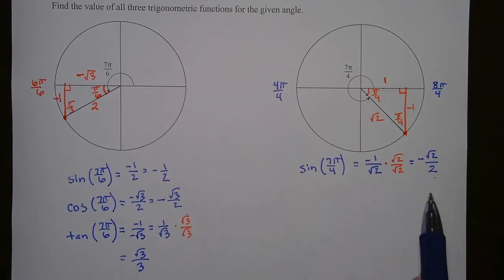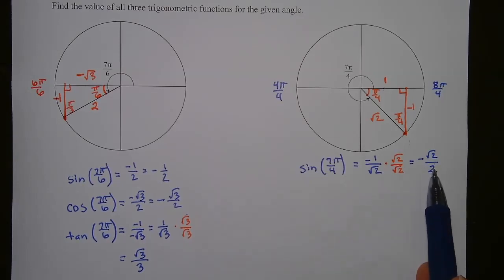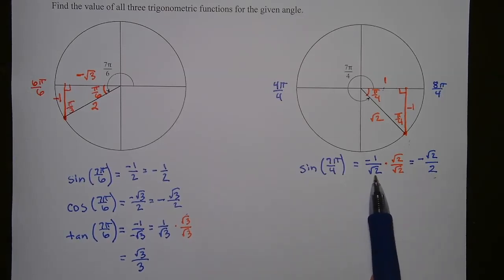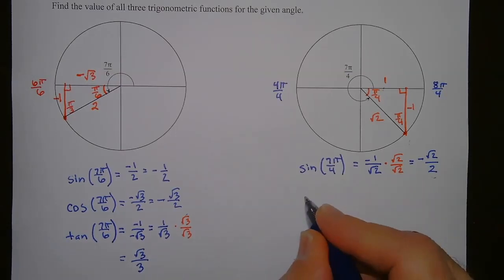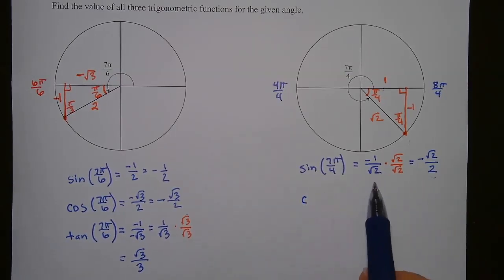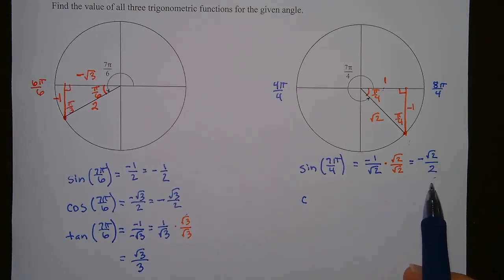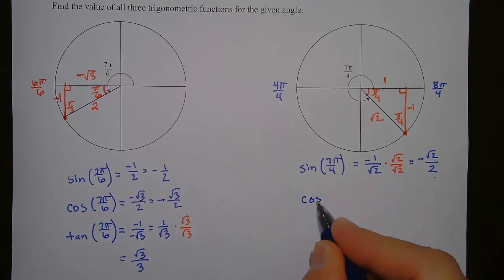And so you have to know that negative square root of 2 over 2 is really another way of writing -1 over square root of 2, because it's this one that's going to give us the legs and hypotenuse of our right triangle, okay? So you got to know that -1 over the square root of 2 is equivalent to negative square root of 2 over 2. Okay, cosine of 7 pi over 4.